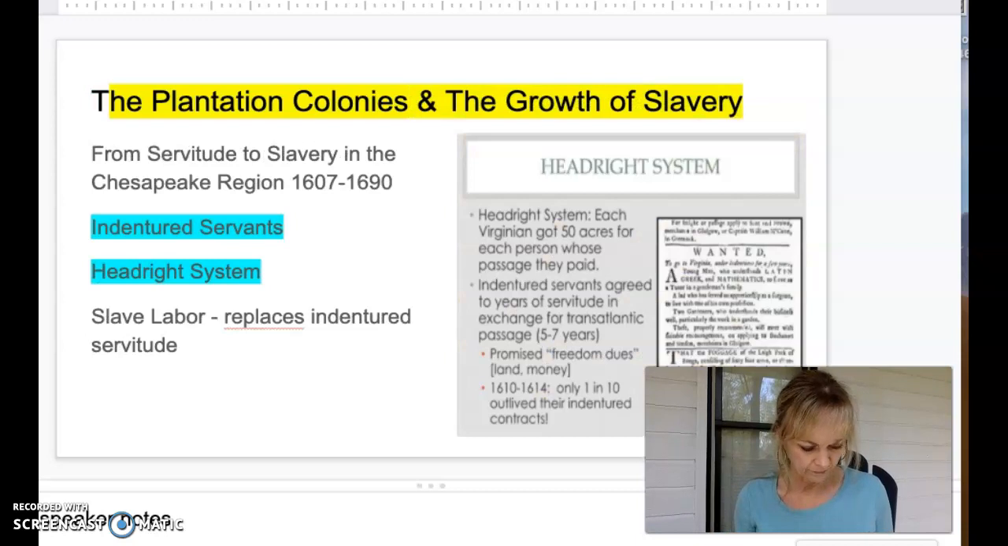Remember, they needed a labor force, and so the first labor force that we talked about was indentured servitude, and that means where a landowner would have paid for your passage to come over, and then you were indebted to that landowner typically for about 7 years to be able to pay off your debt. A lot of them didn't make it through their indenture because it was a lot of hard work. The headright system, for each indentured servant you brought over, you got 50 acres of land, so they accumulated a lot of land really quickly.